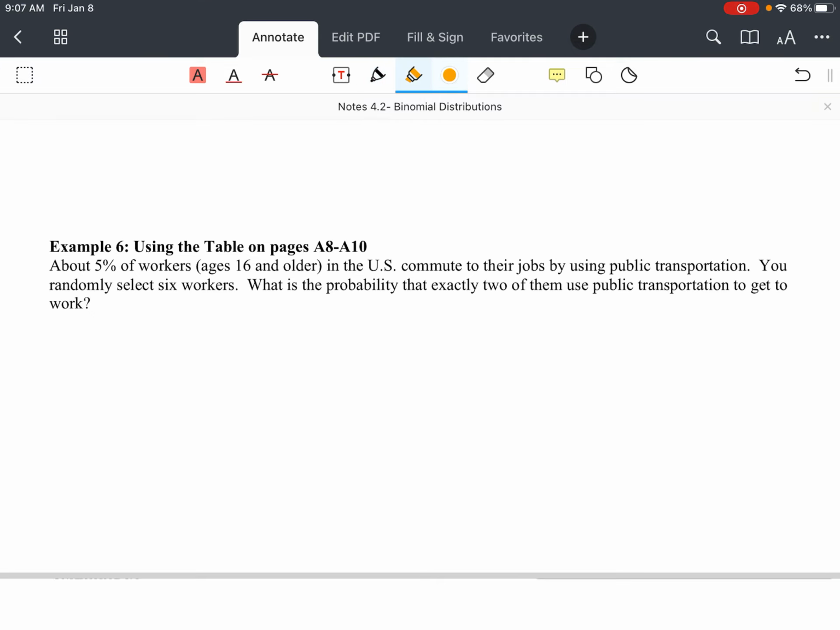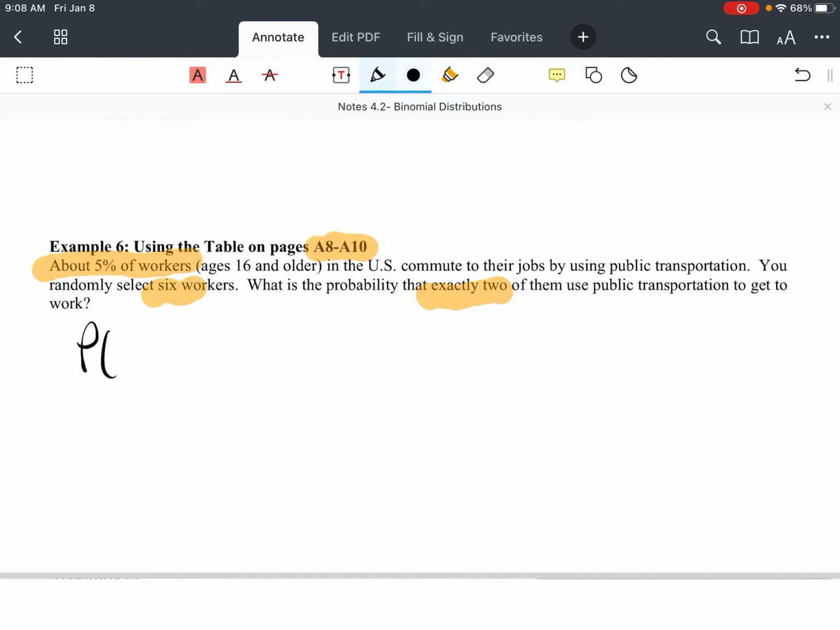All right, so here's where we're going to be using the table. I went ahead and gave you the page numbers. It's at the back of your book on page A8 to page A10. So it says about 5% of workers ages 16 or older in the U.S. commute to their jobs using public transportation. You randomly select 6 workers. We want to know the probability that exactly 2 use public transportation to get to work.